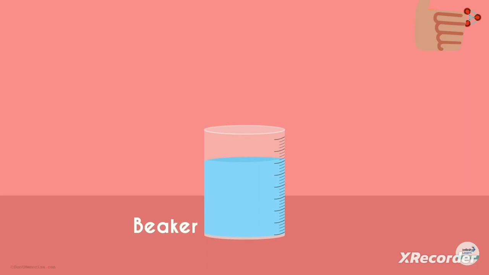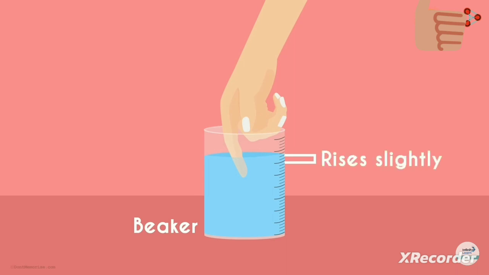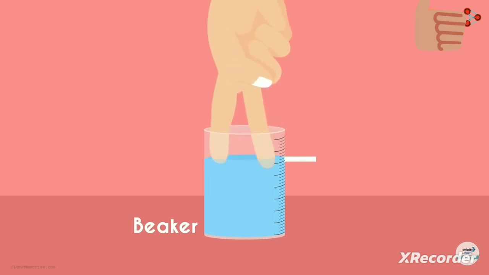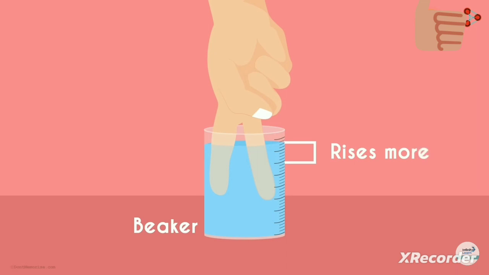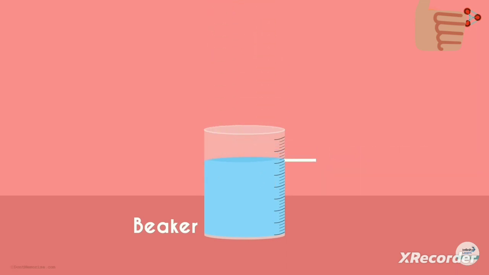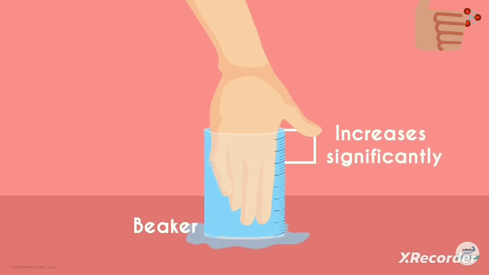Have a beaker filled with water and you put your index finger inside it. You'll observe that the water level rises slightly. You put in 2 fingers, the water level rises a bit more. And now when you put in your hand up to the wrist level, you'll see that the water level increases significantly.